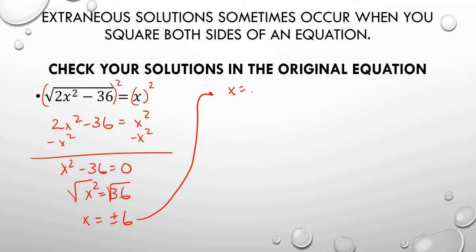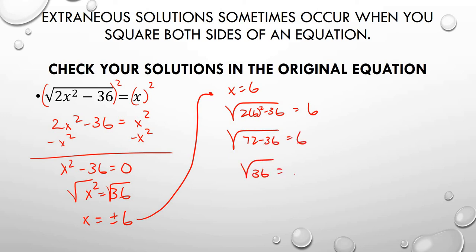Let's check them both. X equals 6. The square root of 2 times 6 squared minus 36 equals 6. The square root of, that's going to be 72 minus 36, and that's going to be the square root of 36 equals 6. So that looks good.